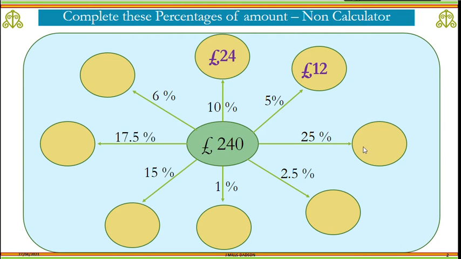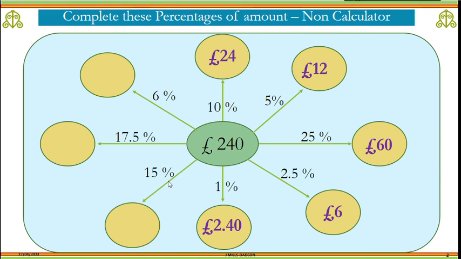25% from the rule is divide a given number by 4. 240 divided by 4, that will give you 60. 2.5% from the rule, 2.5% is 10% divided by 4. So 24 pounds divided by 4, that will give you 6 pounds. From the rule, 1% is divide a given number by 100. 240 divided by 100, so it's £2.40. Make sure you write it in the format of money.